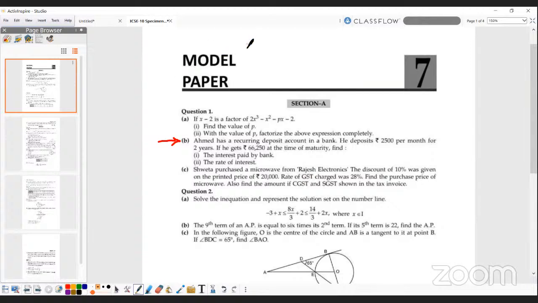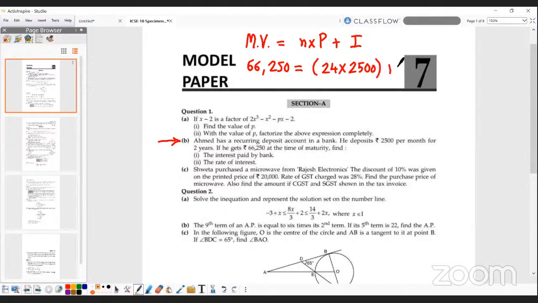So the formula is maturity value is equal to n into p plus interest, right? But the first part you can easily find the interest. Maturity value is 66,250 and with the time in months. Now for 2 years is given, so your months will become 24. Principal is 2,500. So 66,250 will be equal to n is 24 and p is 2,500 plus interest.